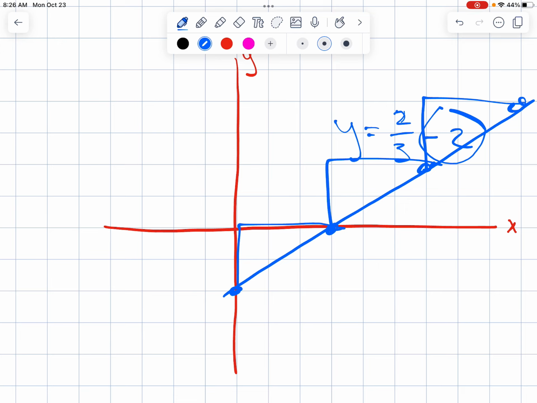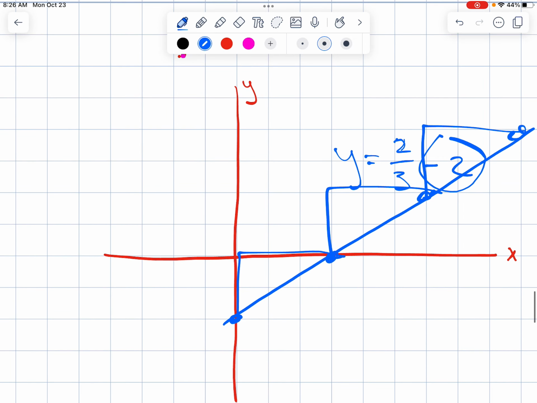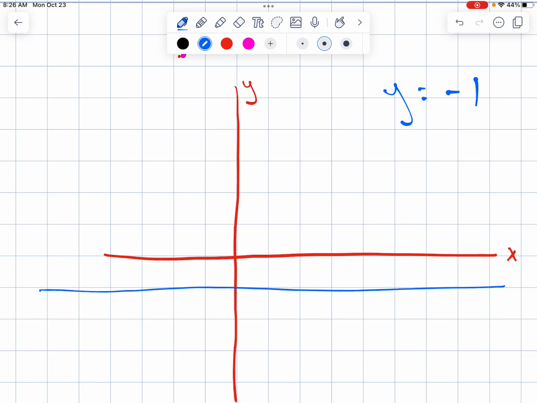Cool. Next thing, what if we had to graph something like this? y equals 2. Well, if it's y equals 2, this is going to be like this. A horizontal line. What if it was something like y equals -1? Then it's going to go like this. Okay. What if we had to graph something like y equals x?